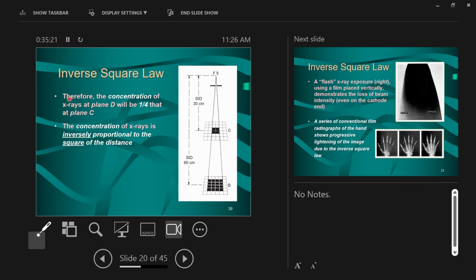The concentration of X-rays at plane D compared to plane C will be 1/4. The correct way to word this is the concentration of X-rays is inversely proportional to the square of the distance. We'll put a formula to this, but the simplest way to think about it is as you move away from a radiating object, an X-ray tube or a flashlight, the amount of intensity you experience goes down, okay? As distance goes up, intensity goes down. This is the inverse part of the inverse square law, okay?